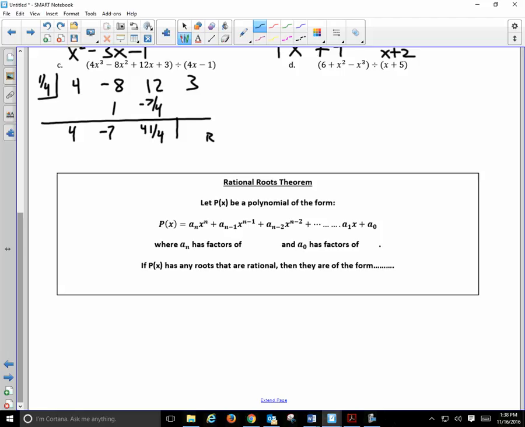1/4 times 41 over 4. 41 over 16. 3 plus 41 over 16. So 48 over 16 plus 41 over 16. 89 over 16.